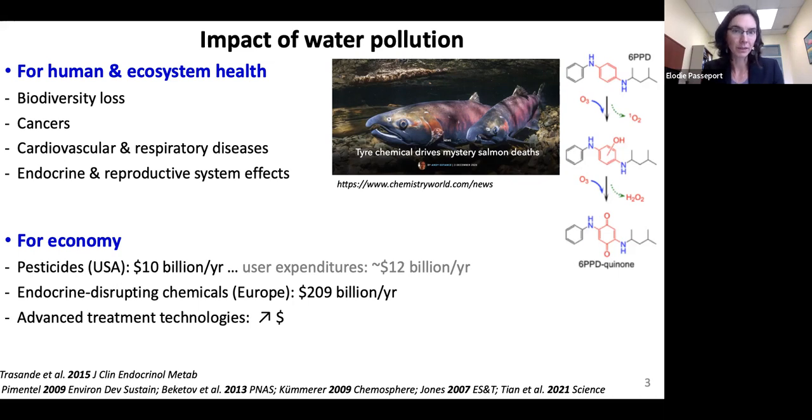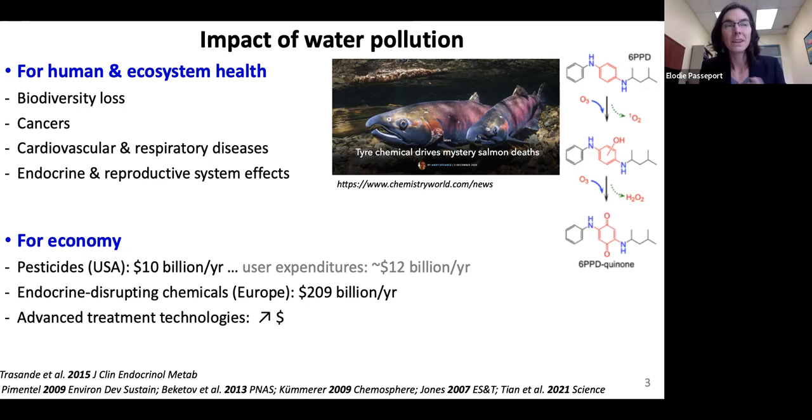Evaluating the impact of water pollution on the economy, as you might imagine, is very difficult. And so there were a few studies, one, for example, from Pimentel in 2010, who found that the total environmental and social cost of pesticides in the US was about $10 billion per year, which is interesting when you compare to how much was spent in the US that same year to buy pesticides. A more recent study on endocrine disrupting chemicals in Europe found that the total health and economic cost was about $200 billion per year.